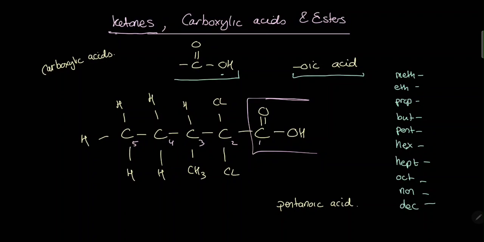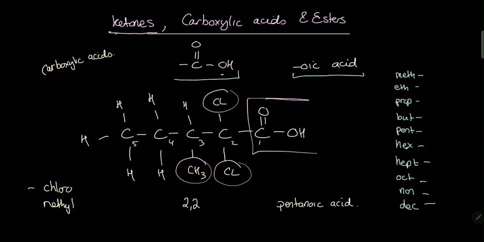We have just a few more bits to talk about. We have a few side groups: 2 chlorines and a methyl side group. So look at chloro, look at methyl. Chlorine comes first, so we're going to put that first, as C comes first in the alphabet. So we've got 2,2-dichloro, and then we have 3-methylpentanoic acid.